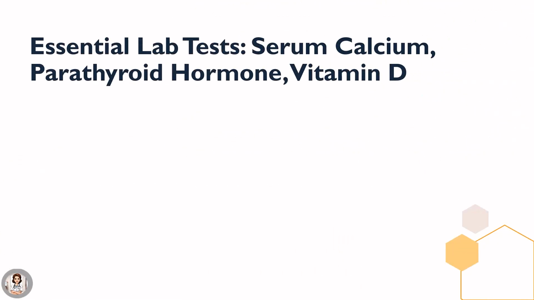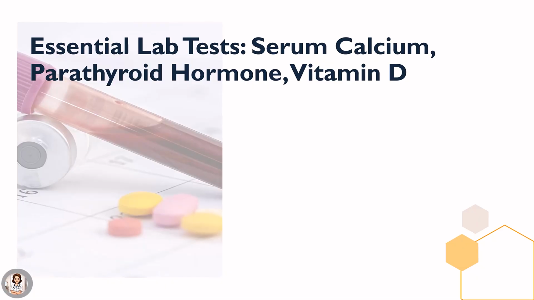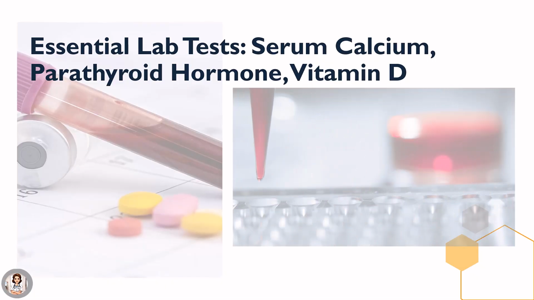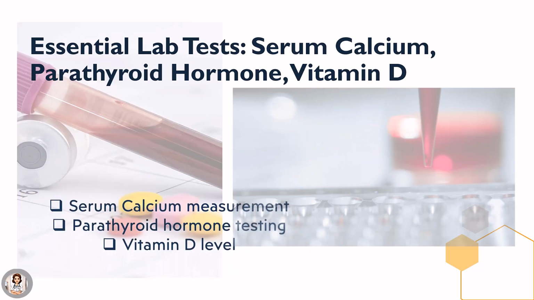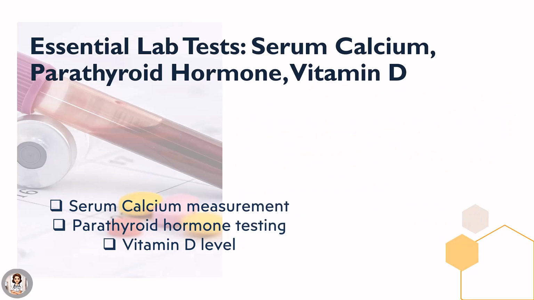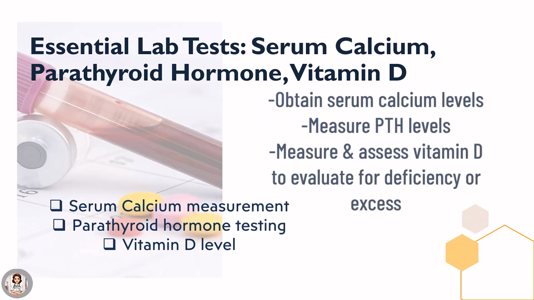Diagnosis and laboratory findings. Essential lab tests help determine the cause and severity of hypercalcemia. Assess serum calcium, parathyroid hormone, and vitamin D levels. Obtain serum calcium levels to assess calcium balance and identify abnormalities and trends. Measure parathyroid hormone levels to determine parathyroid function. And lastly, assess vitamin D to evaluate for deficiency or excess.